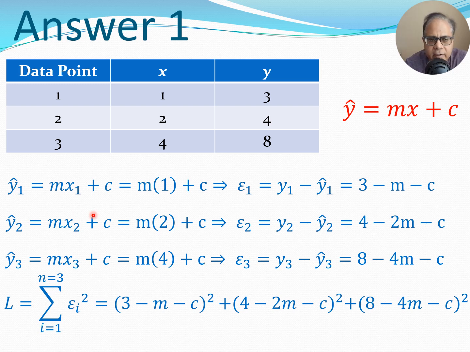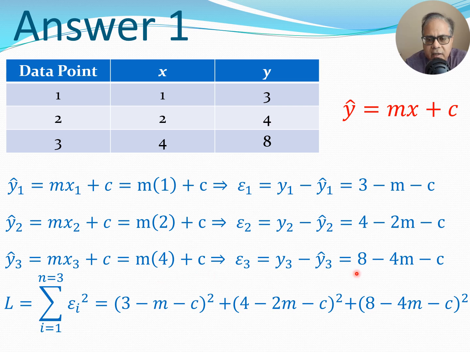Now we come to point number 3, and for data point 3 we have y hat 3 is mx3 plus c. So I substitute x3 is 4 here. I get m into 4 plus c, and now I can get epsilon 3 is y3 minus y3 hat, and so y3 here you can see is 8. So I have 8 here, and then y3 hat is 4m plus c.